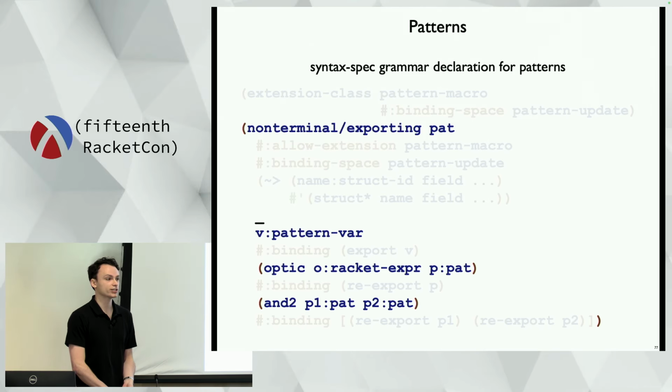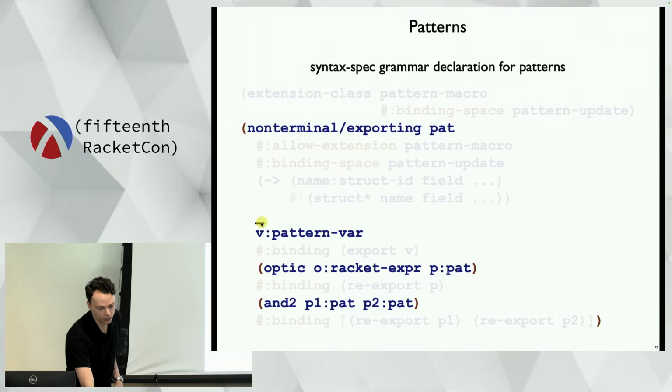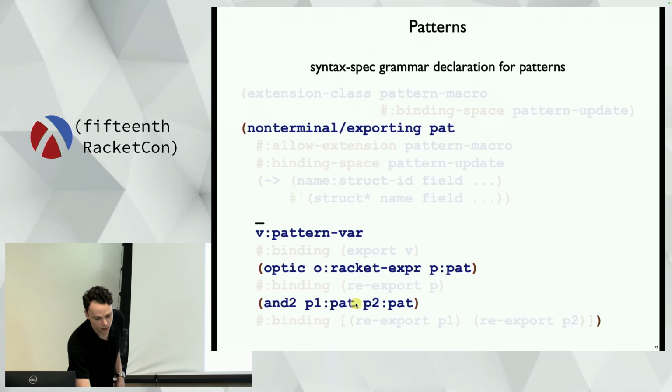So here's the actual syntax spec implementation of our expander. I've blurred out a bunch of things, and we'll fill it in as we go. So here's the way you write down this grammar. We have the wildcard. We have pattern variables. We have the optic pattern, which has a Racket expression and a pattern, which is what we're defining here. And then we also have the AND2 pattern. We'll make an AND macro that is variadic.